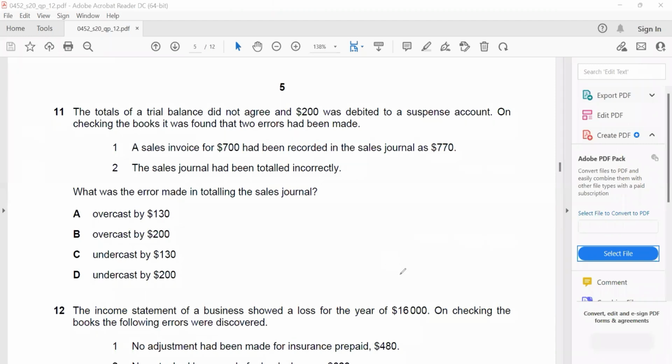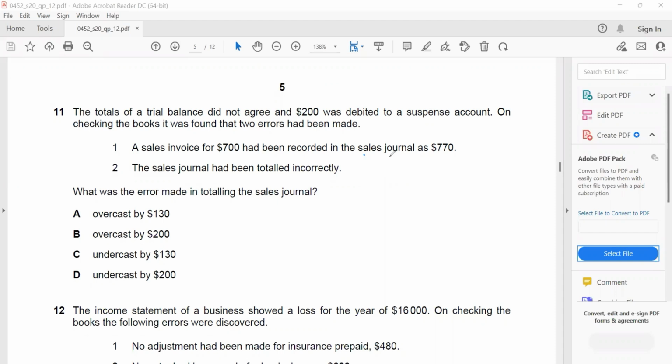Question 11. The total of a trial balance did not agree and 200 was debited to a suspense account. On checking the books, it was found that 2 errors had been made. A sales invoice for 700 has been recorded in the sales journal. Okay, so this sales invoice amount has been recorded.